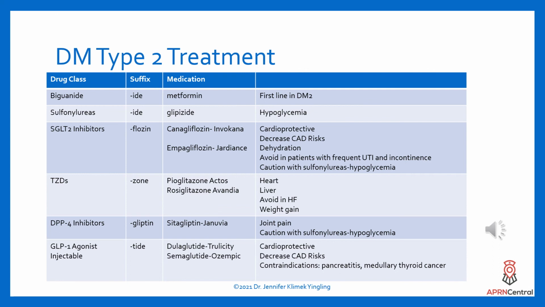And then you've got your GLP-1 agonists. Okay, this is an injectable. So if your patient only wants pills, this isn't the drug for them. And these end with tide. These are your Ozempic, your Trulicity. These are found to be cardioprotective. They decrease coronary artery disease risks. They are contraindicated in patients who have had a history of pancreatitis or medullary thyroid disorder. You'll hear that repeatedly in the commercial.